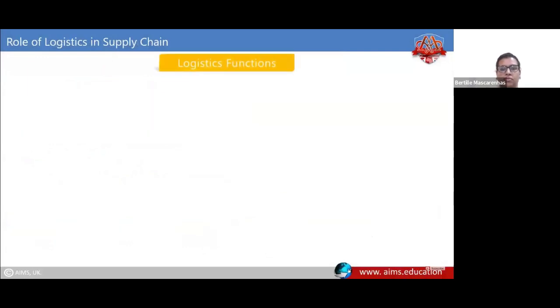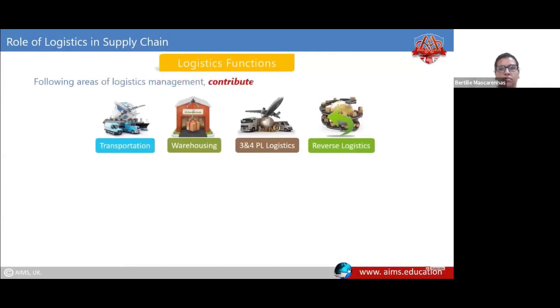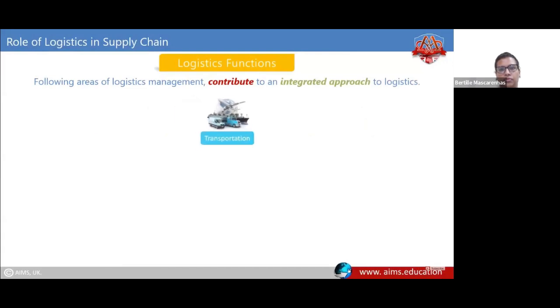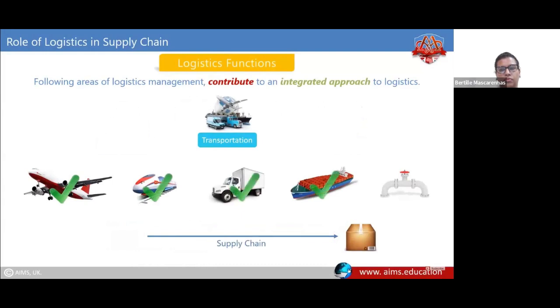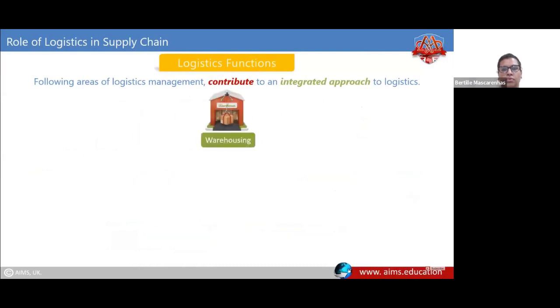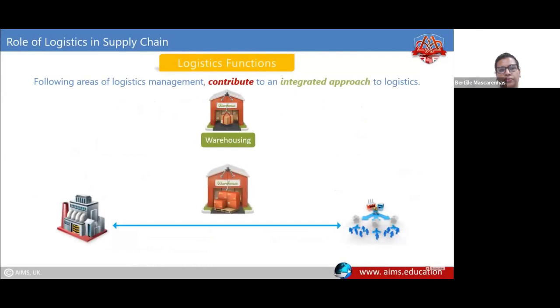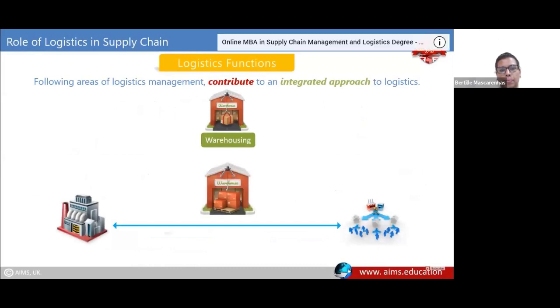Logistics functions. Following the areas of logistics management contribute to an integrated approach to logistics within supply chain management. Transportation. Many modes of transportation play a role in the movement of goods through supply chains via air, rail, road, water, or pipeline. Selecting the most efficient combination improves the value created for customers. Warehousing. When inventory is not on the move between locations, it may have to spend some time in a warehouse. Warehousing is the activities related to receiving, storing, and shipping materials to and from production or distribution locations.